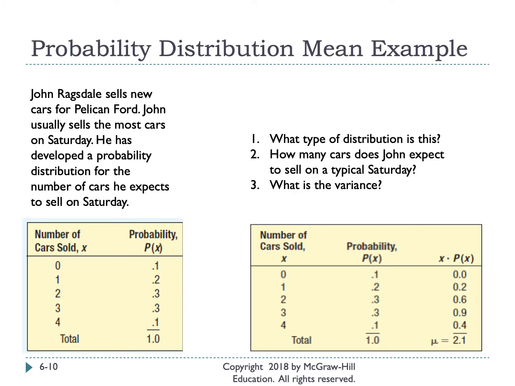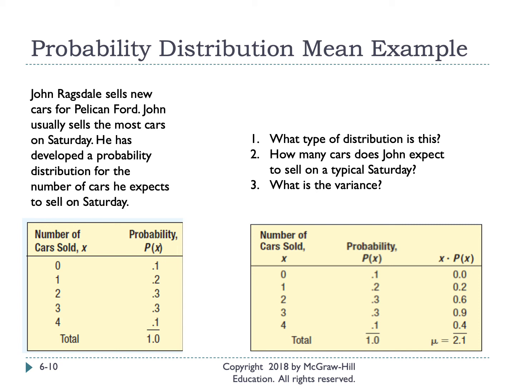Okay, and so here is an example. We have this guy, John, and he sells cars for a Ford dealership. And John is actually usually the best salesperson on Saturdays. And so here's his probability distribution for the number of cars he expects to sell on a Saturday. And you can see the highest probability is that he'll sell either 2 or 3 cars, with a 0.3 probability here.